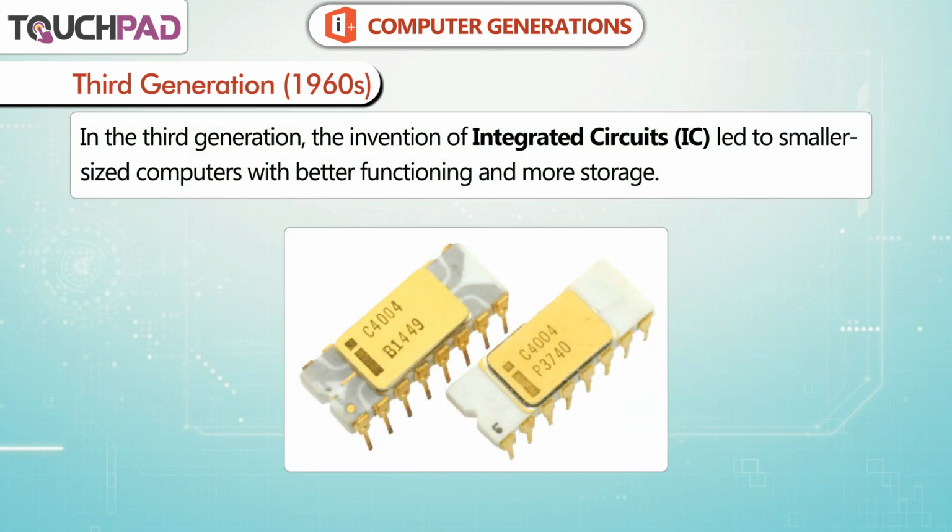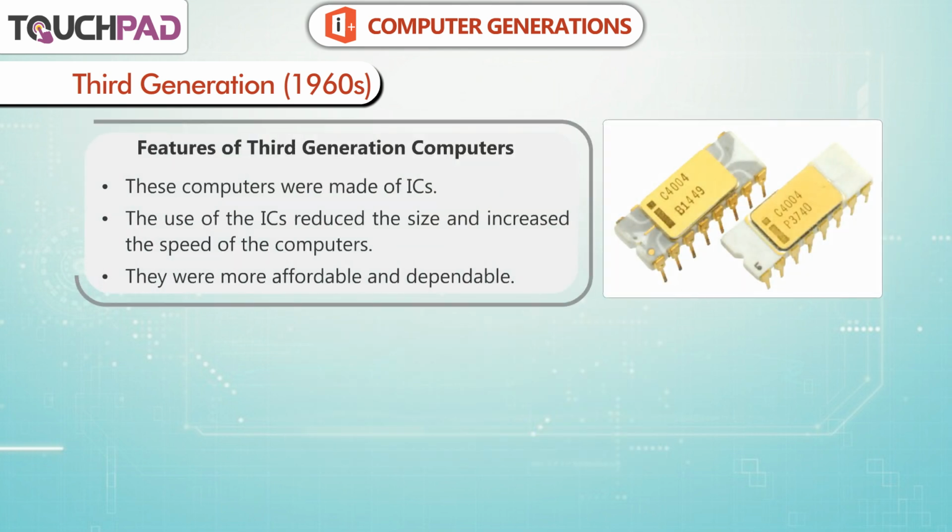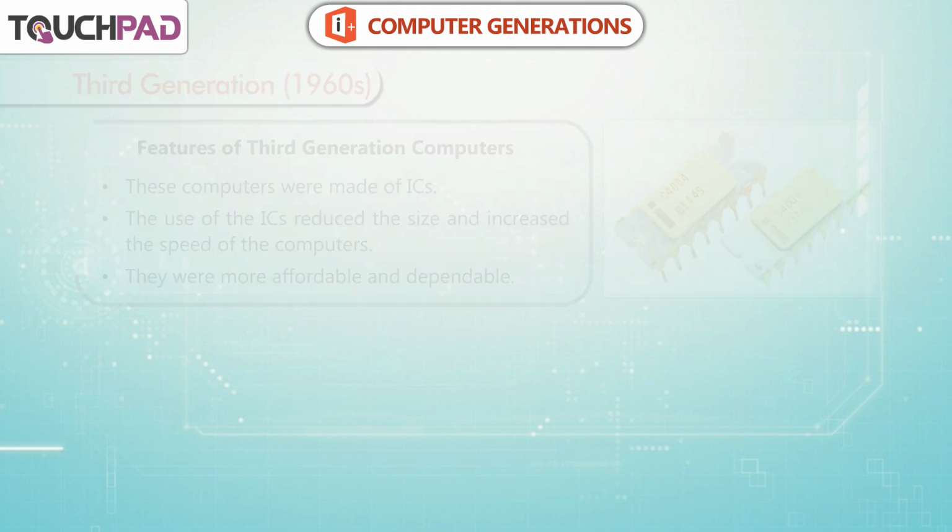In the third generation, the invention of integrated circuits (IC) led to smaller-sized computers with better functioning and more storage. Features of third-generation computers: these computers were made of ICs. The use of the ICs reduced the size and increased the speed of the computers. They were more affordable and dependable.